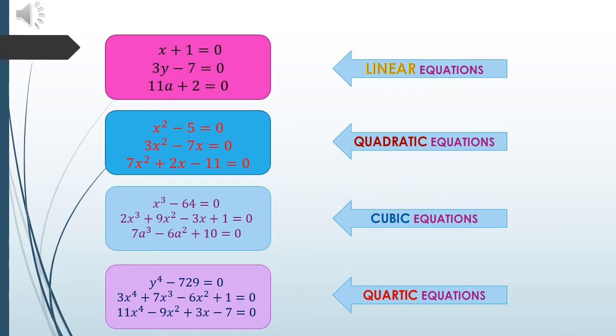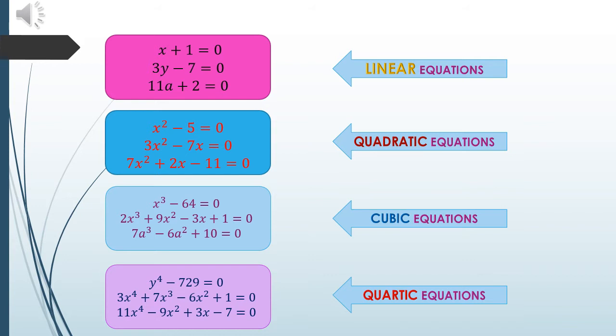And finally, 11a plus 2 is equal to 0. The variable is a, and on the top of the variable there is no power. It means the power on the variable is only 1. That's why this equation is also called linear equation. Moving towards the second box, the equation is x square minus 5 is equal to 0. Here the power on the variable is 2, and this is called second degree. And second degree equation is called quadratic equation. So this is the quadratic equation.